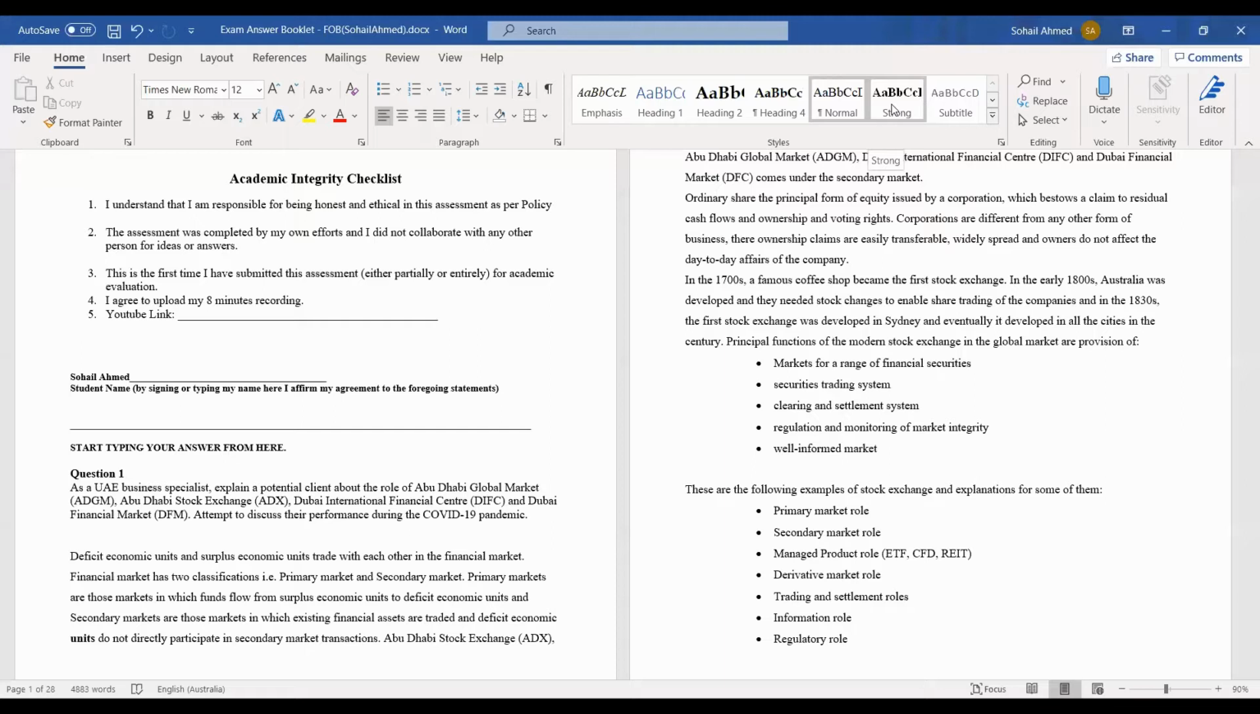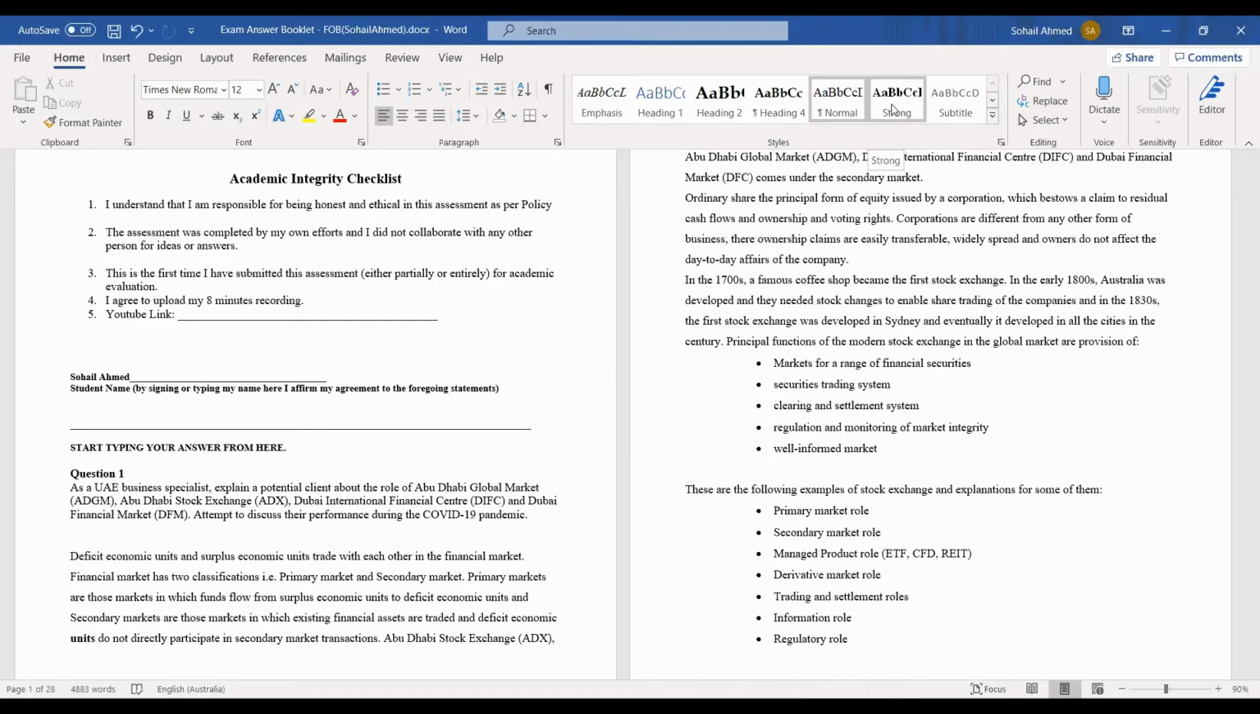Question one, deficit economic units and surplus economic units trade with each other in the financial market. And there are two classifications of financial market. One is primary market and the other is secondary market. Abu Dhabi Stock Exchange, Abu Dhabi Global Market, and DIFC and DFC, they all come under the secondary market.